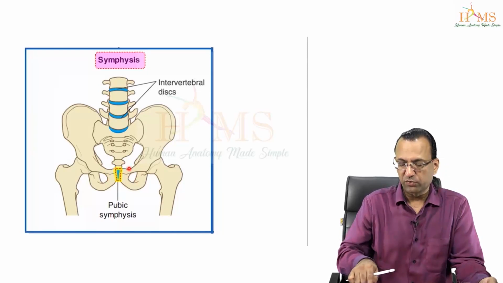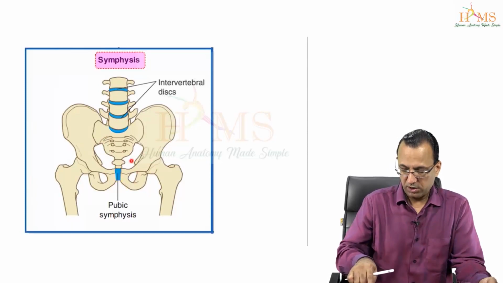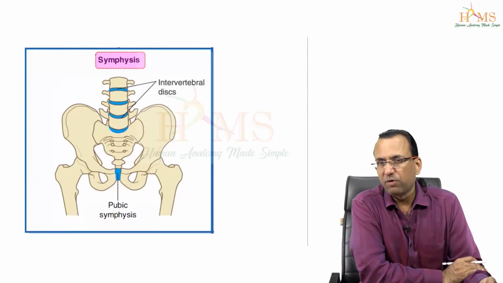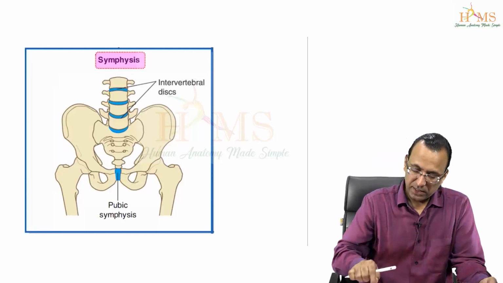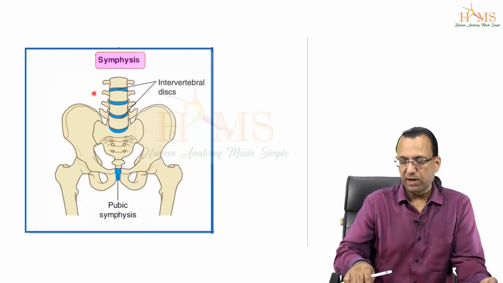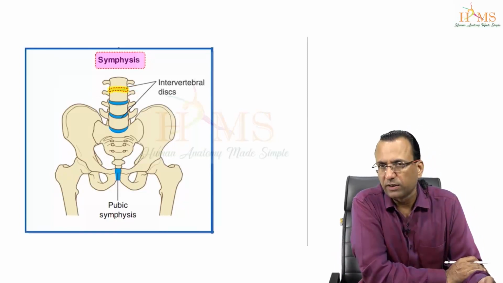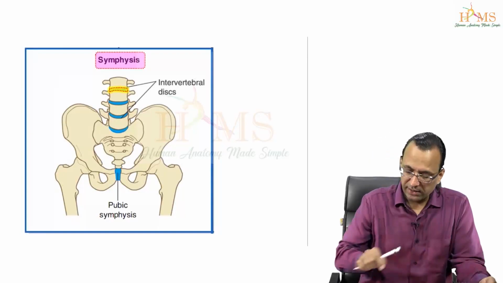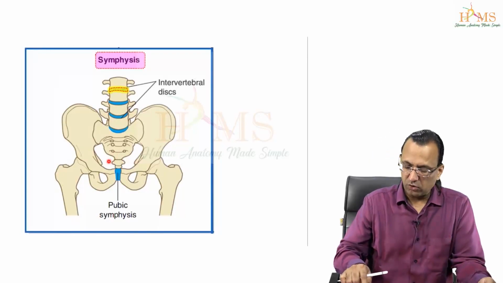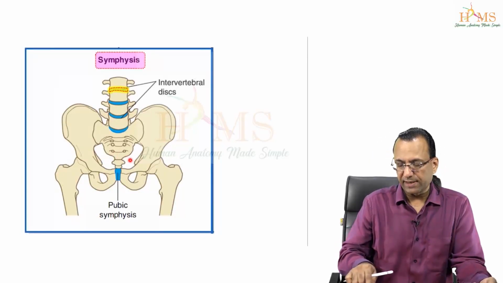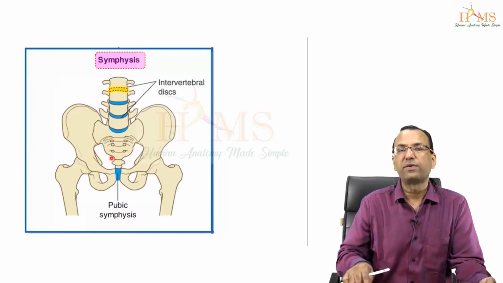Why? Because you have to deliver the baby through the pelvis. So, it becomes more mobile. It is usually slightly mobile. And what about this joint here? This is the intervertebral disc. This is the midline intervertebral joint, and the midline intervertebral joint is also a symphysis, a slightly mobile joint. For example, there is the sacrococcygeal joint, which is also a midline joint, and it is also a symphysis.